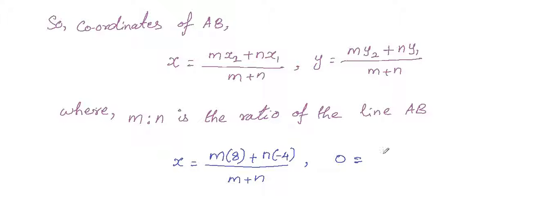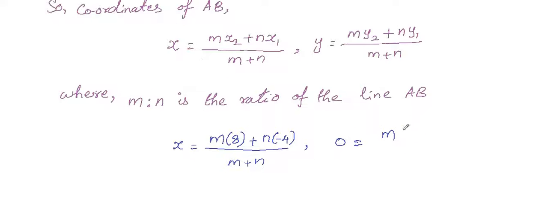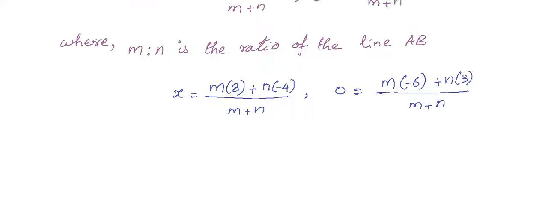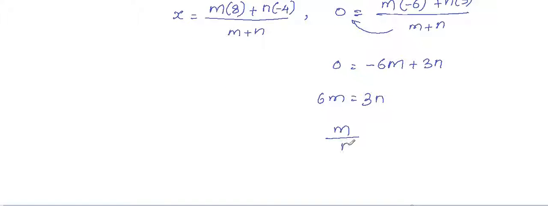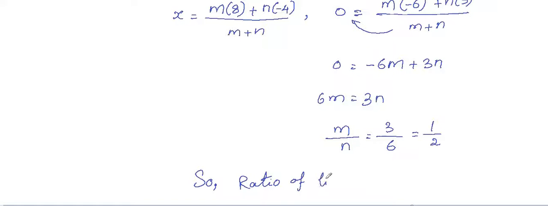So the y coordinate will be 0 on the x-axis. So 0 is equal to m into y2 value, which is minus 6, plus n into y1 value, which is 3, divided by m plus n. So if you move that m plus n to the left hand side, we'll get 0 again, because 0 times m plus n is 0. So 0 is equal to minus 6m plus 3n. So 6m is equal to 3n and m by n is equal to 3 by 6. So 3 by 6 can be simplified as 1 by 2. So the ratio of the line joining AB is m to n, which is 1 to 2.